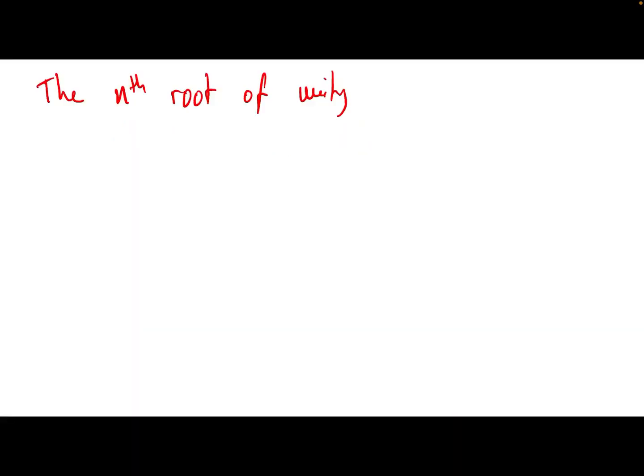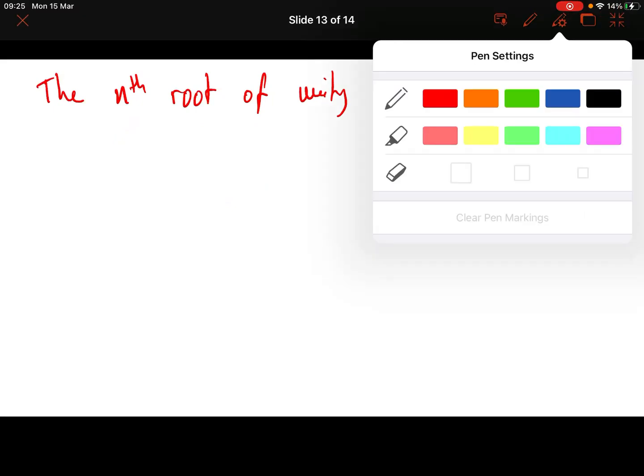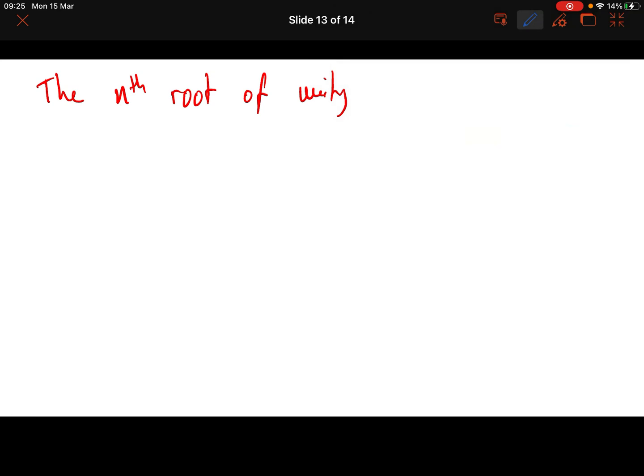Okay, so final video. What we're going to do in this video is find something called the nth root of unity. So what does that mean exactly? Well, if I'm asked to find the third root of unity, you're basically being asked to solve the equation z cubed equals 1. Unity being one unit, 1.